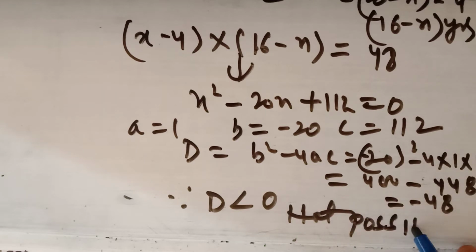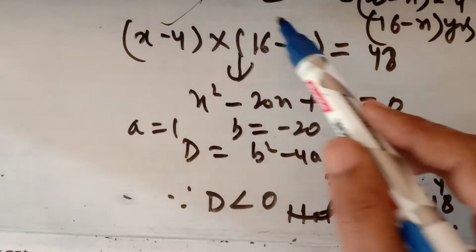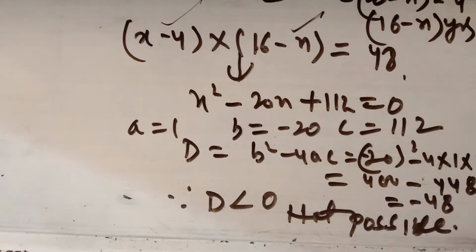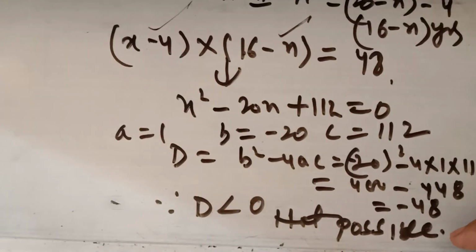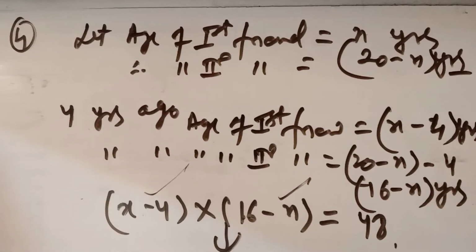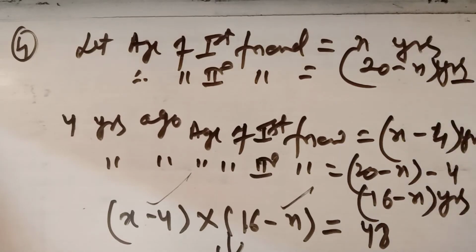So this situation is not possible, which is given in this question. That is, if the product of their ages 4 years ago is equal to 48, we are getting a quadratic equation in which the discriminant is coming out to be negative. When the discriminant is negative, the roots of the equation are not real, or you cannot find the real roots there. So this is the question number 4.